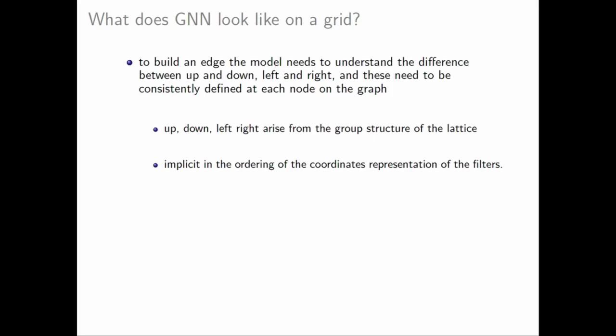More than that, it's actually implicit in the ordering of the coordinates of the representation of the filters. Because at every location on the grid, if I look at the way the filter touches it, this always touches the top left, this touches the middle left, this touches the top right, and so on and so forth. That order is the same order everywhere on the grid. And again, this is, in some sense, something that comes from the group structure of the grid. But that doesn't make sense on the graph.